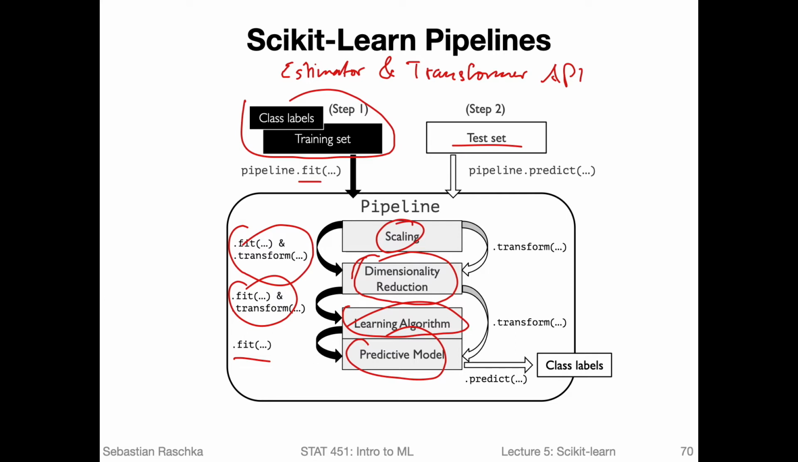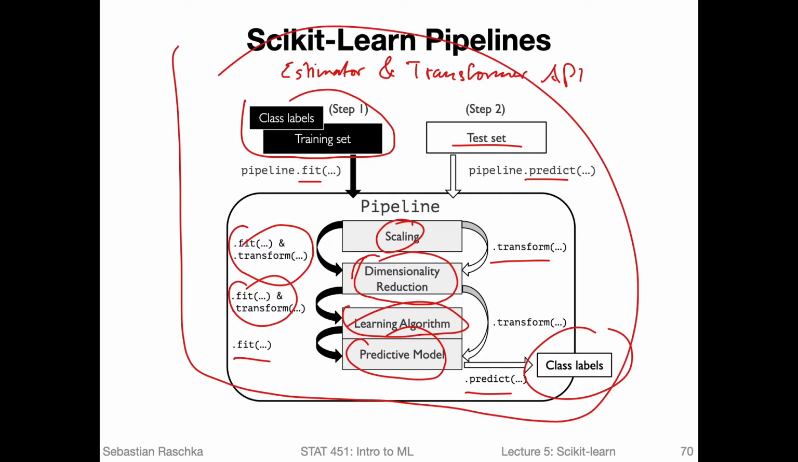So when you then give it the test set and call predict, similar to the estimator API, it will internally use a transform to carry out all the scaling that was carried out on the training set, and then also do the final prediction to, for example, return class labels if our predictive model is a classifier. But we will take a look at this again in a few moments after I showed you a very simple code example of a pipeline.